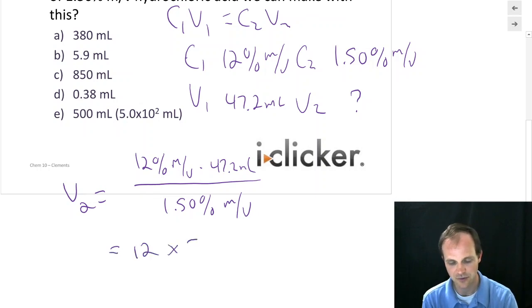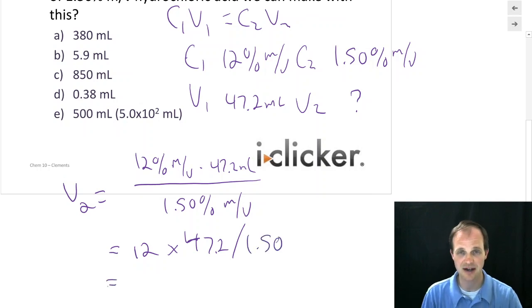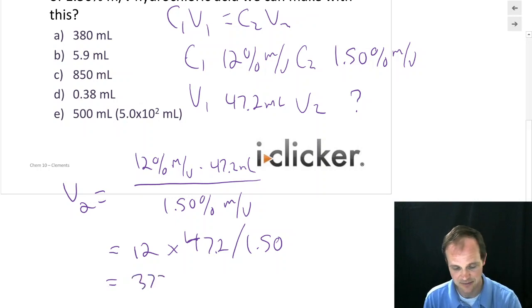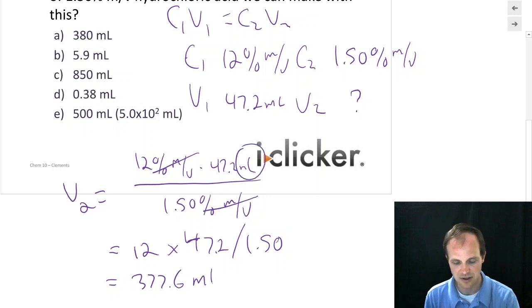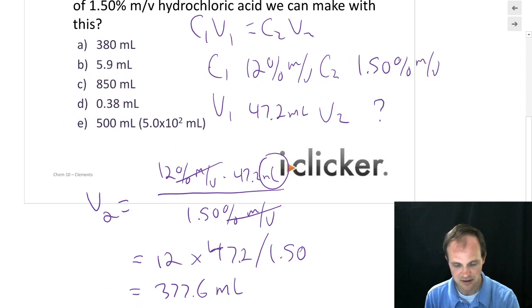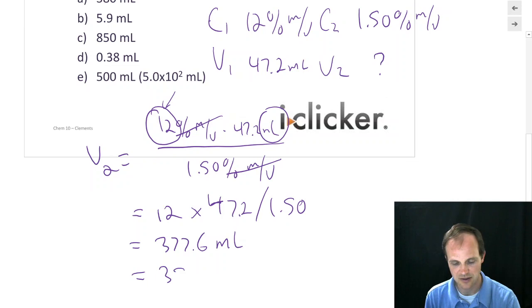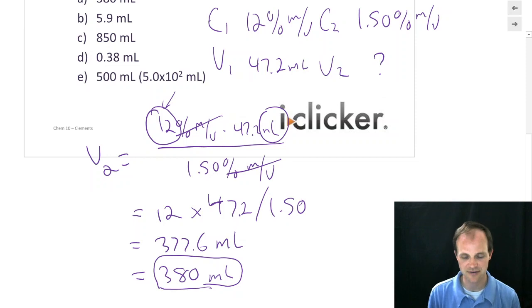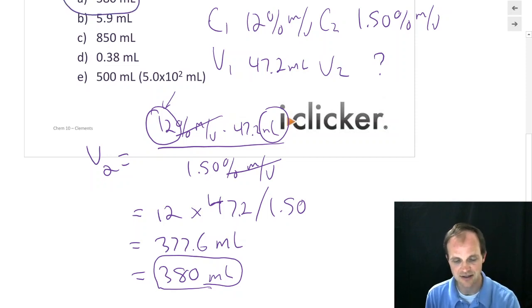12 times 47.2 divided by 1.50 is what I type in my calculator. I get 377.6. What are my units? My percents cancel. I get milliliters. What are my sig figs? 3, but only 2 here. So I have to round that up to 380 milliliters. Not 38, because 38's nowhere close to 377. 380, then I get answer A up here.